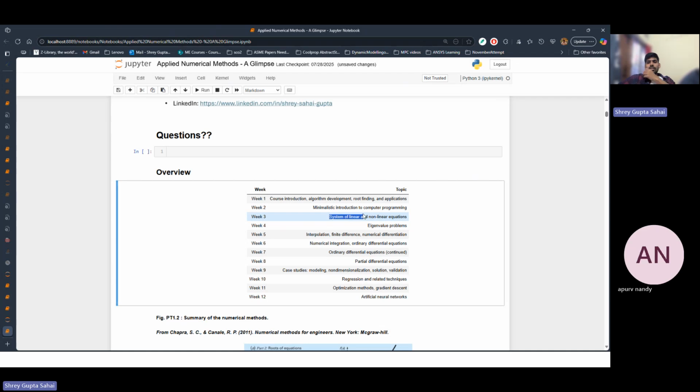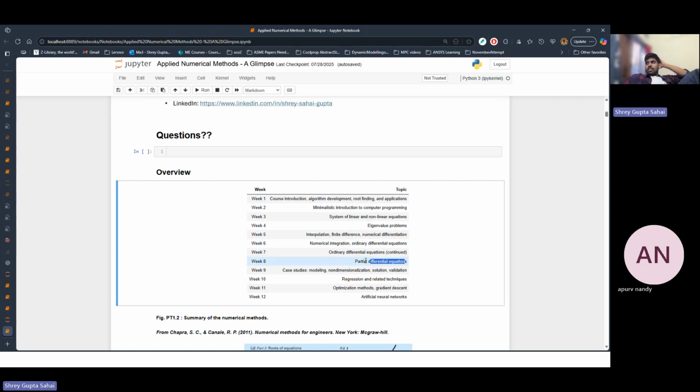The first thing to note there is systems of linear equations, solving an eigenvalue problem, and then comes stuff like interpolation, finite difference, and numerical differentiation. Numerical integration precedes solving ordinary differential equations. Those are indeed easiest to solve. But once you get into PDEs, there are other things that you need to take care of.